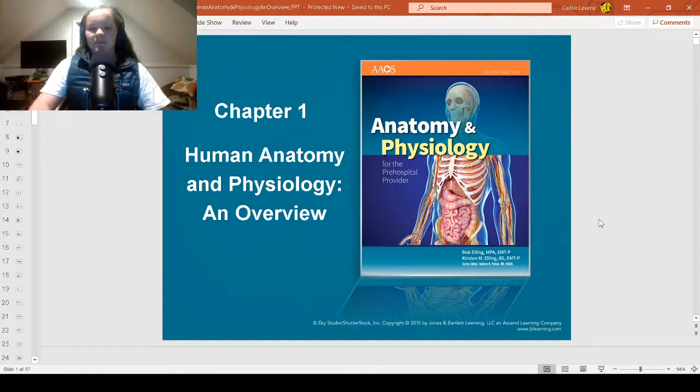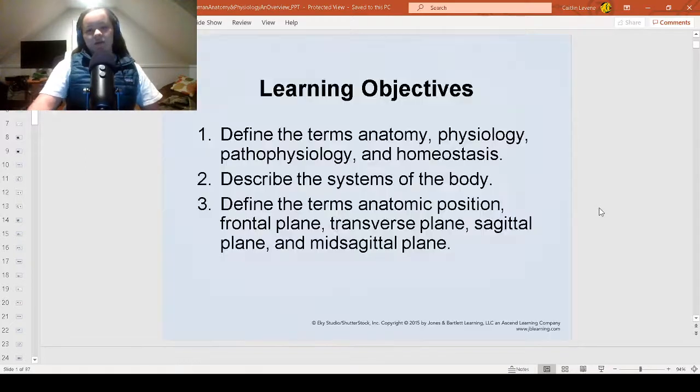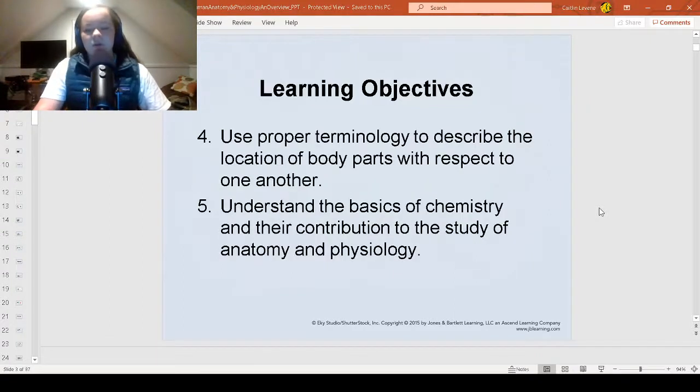To begin, we have a bunch of learning objectives for this course. Define the terms anatomy, physiology, pathophysiology, and homeostasis. Describe the systems of the body. Define the terms anatomic position, frontal plane, transverse plane, sagittal plane, and mid-sagittal plane. Use proper terminology to describe the location of body parts with respect to one another. Understand the basics of chemistry and their contribution to the study of anatomy and physiology.